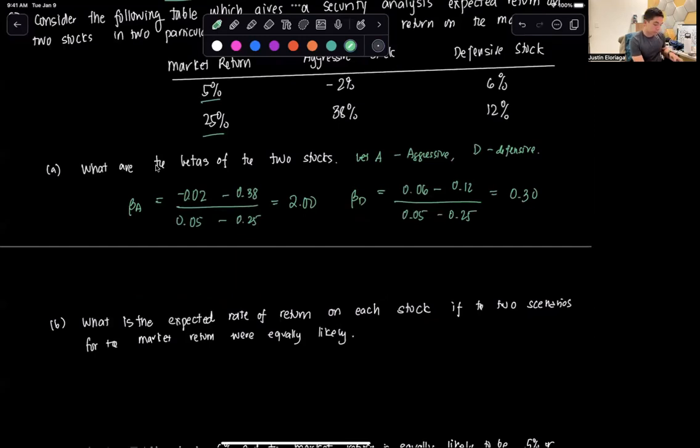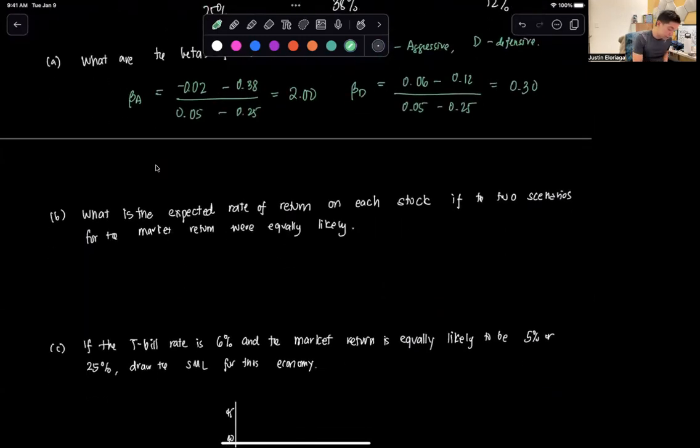Now that we've computed the betas, we're asked what is the expected rate of return on each stock if the two scenarios for the market return are equally likely. Well, this is a simple question. We're just going to weigh it by 1/2 because it's going to be a perfect average. So the expected rate of return on the aggressive stock is 1/2 times, because the two scenarios are equally likely, a negative 2% return plus a 38% return, 0.38, which is equal to 0.18 or 18%.